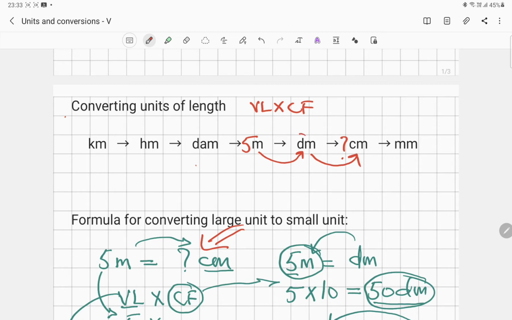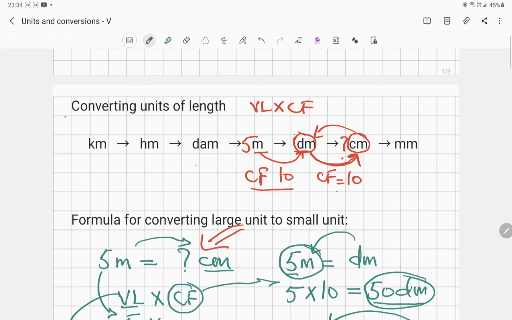What is the conversion factor between meter and decimeter? What is the relationship between the two? How many decimeters are found in 1 meter? There are 10, right? So this is the conversion factor for this step. And what is the conversion factor to convert decimeter to centimeter? How many centimeters make 1 decimeter? The conversion factor here is 10, because 10 centimeters are found in 1 decimeter, right?